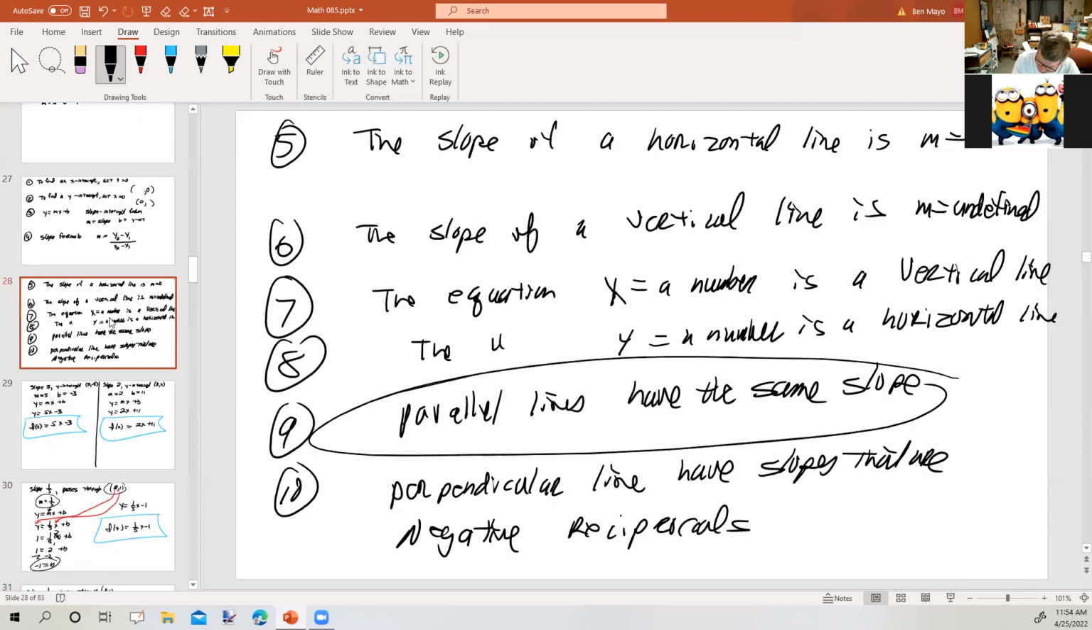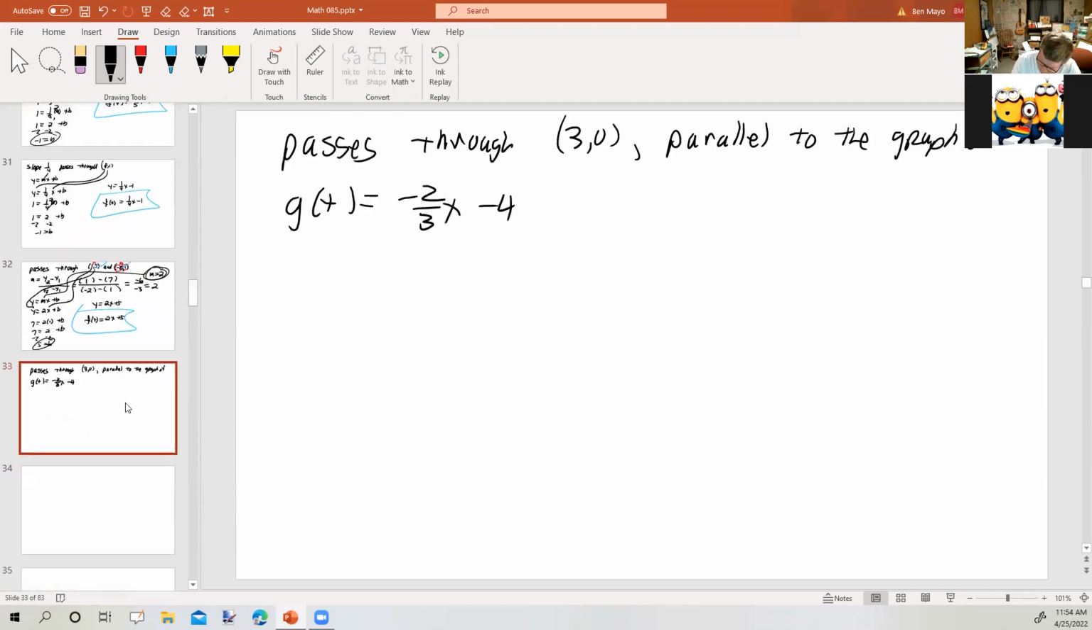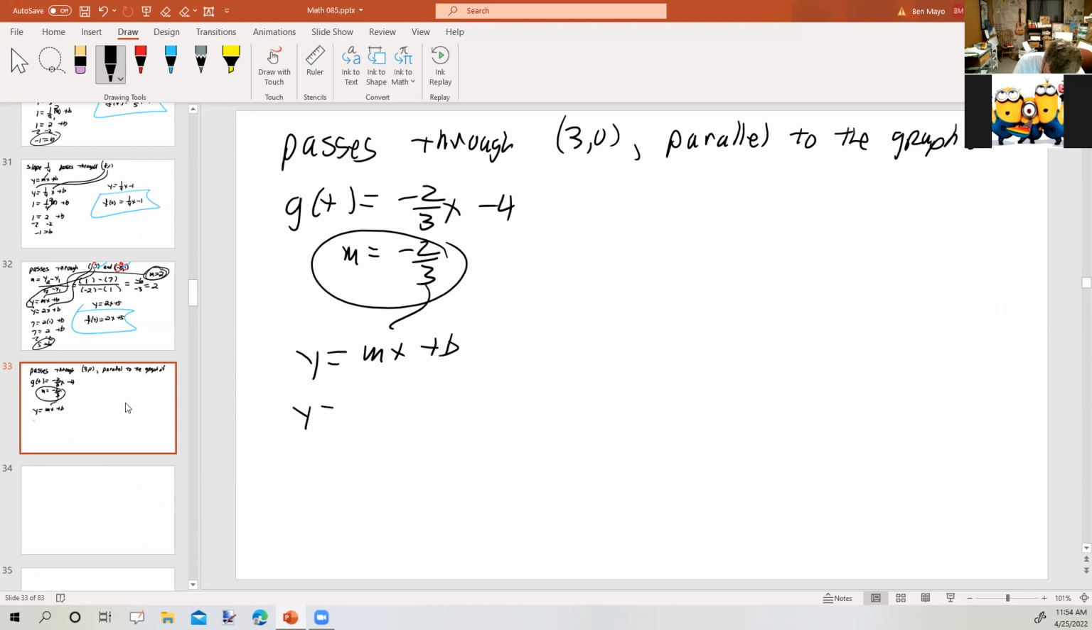Parallel lines have the same slope. So the slope of g of x would be -2/3. So the line parallel to it would also have that same slope. So now we know the slope of the new line. Well, y equals mx plus b. Y equals -2/3 x plus b.